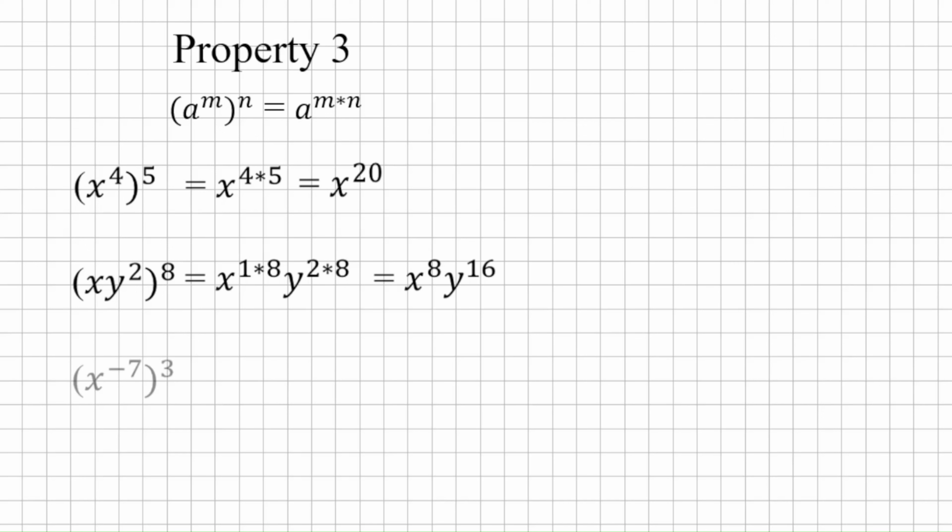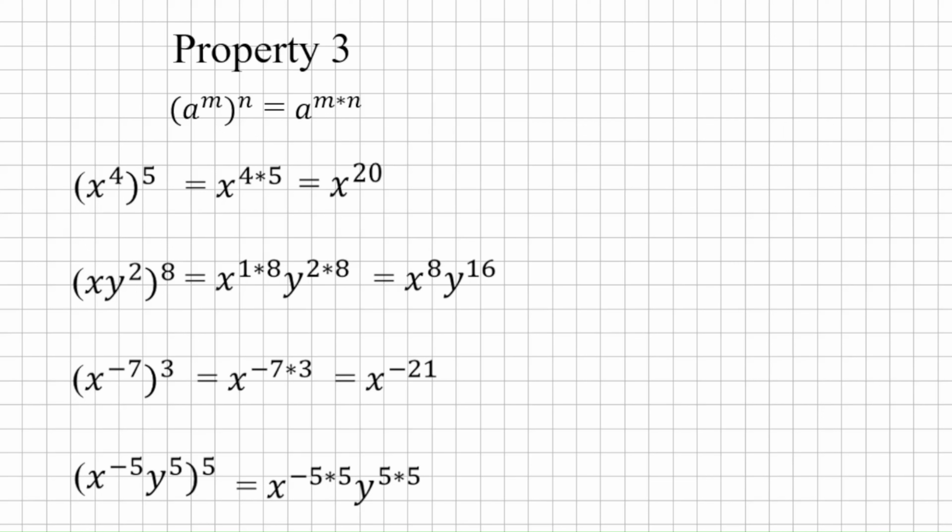Now, x raised to the power of negative 7 raised to the power of 3 is equal to x raised to the power of negative 21. For x to the power of negative 5, multiplied by y raised to the power of 5, raised to the power of 5, the exponent of x is negative 5 times 5, and the exponent of y is 5 times 5. The result is x to the power of negative 25 times y to the power of 25.